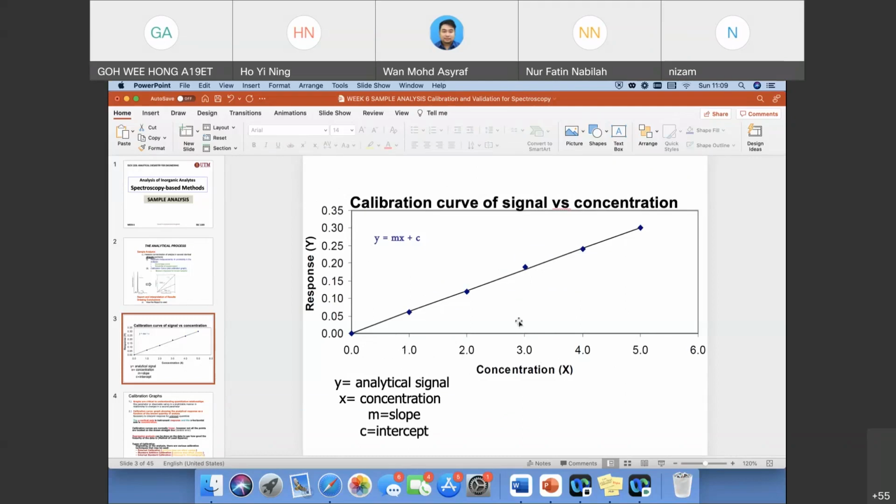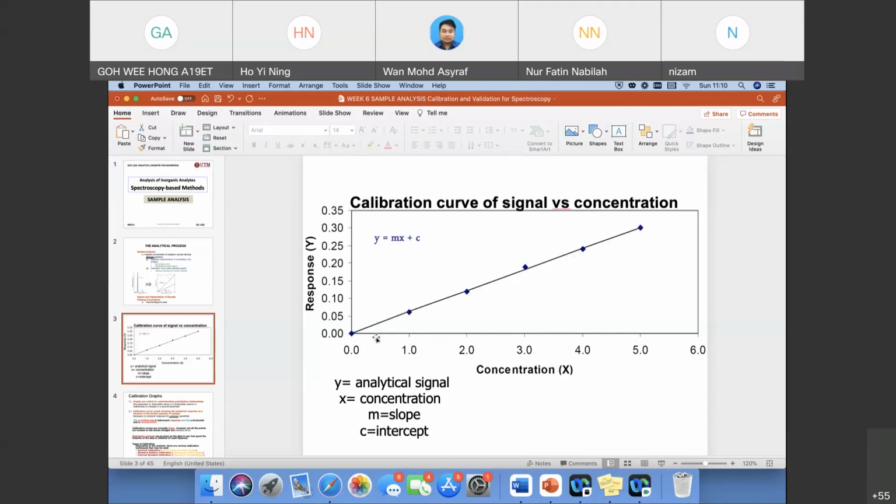And then when you do your analysis, yes, analytical signal is the same as response. All right, so when you create your first 1 ppm here, it will give a response here, maybe a 0.06. And then as the concentration increases, your response also will increase. Okay, which is logically how you should get. When you have an increased concentration, your response also will be increased.